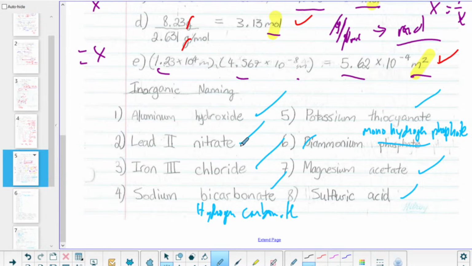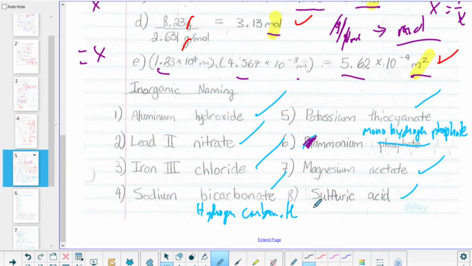Aluminum hydroxide, lead nitrate, iron 3 chloride, sodium bicarbonate. It can also be sodium hydrogen carbonate, potassium thiocyanate, monohydrogen phosphate. I think that's also diphosphate on your sheet if you did that. There is no such thing as diammonium. It was doing something fancy there.